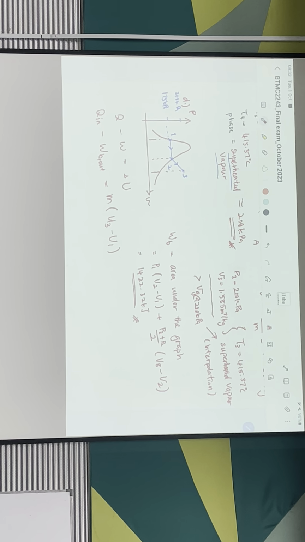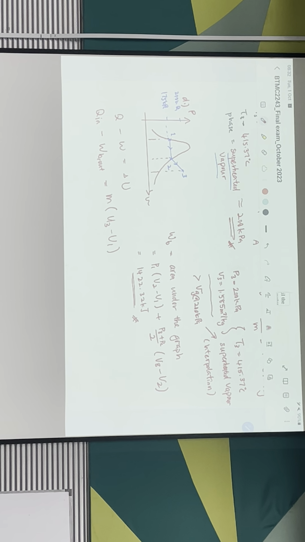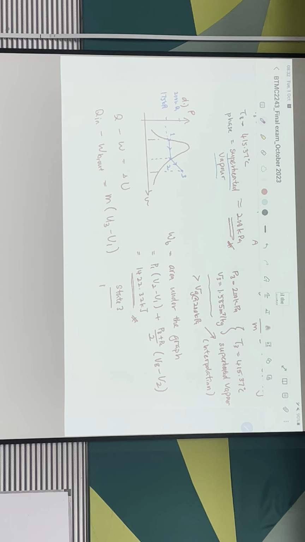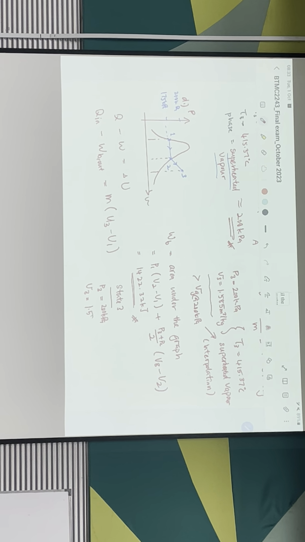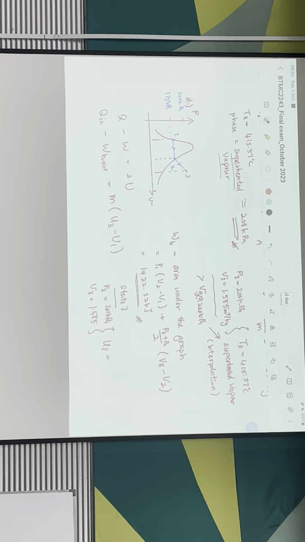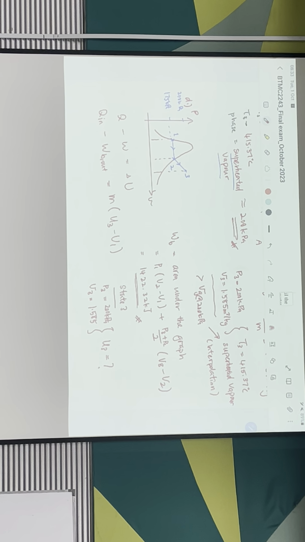So here, we still need to find one more thing. Okay, so back from state 3, P3 equals to 200 kilopascal, V3 equals to 1.585. You want to use the temperature also can, so it doesn't really matter. So from here, you get U3, so another round of interpolation.